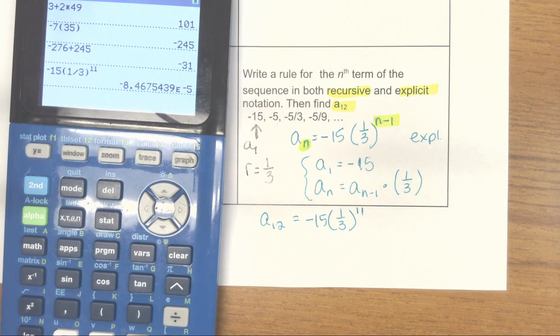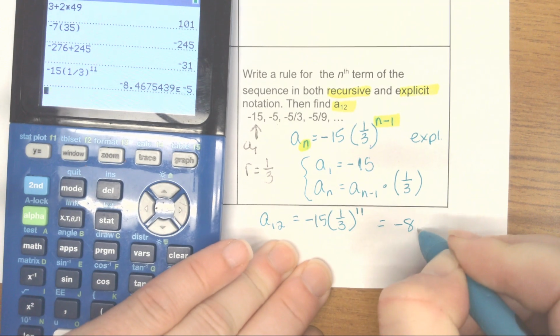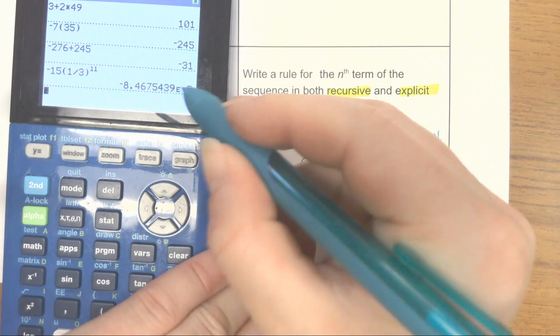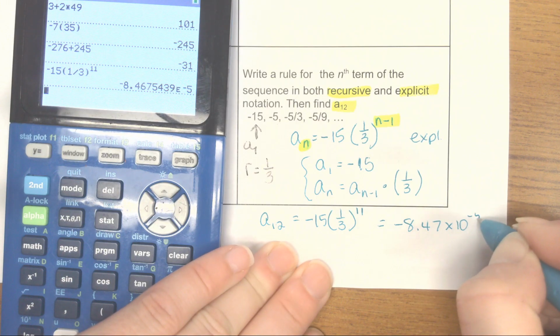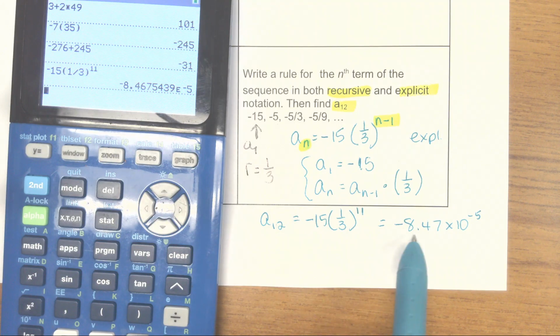So we get a really, really small number. I'm going to write this in scientific notation. It's negative 8.4647, and this means times 10 to the negative 5th. So if you ever get an answer like that, that's what that means: 0.00005 and so on, but you can go ahead and write it in scientific notation.